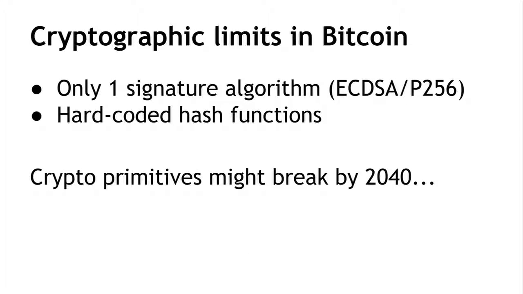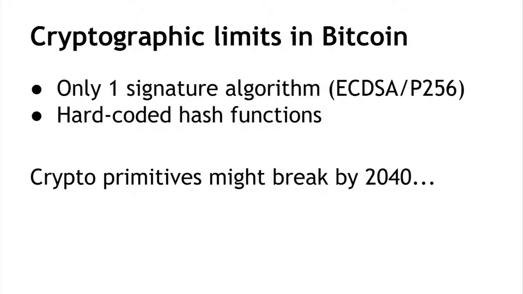Another limitation that people are worried about in the long term is that the cryptography in Bitcoin is fixed. There's only a couple of hash algorithms, and there's only one signature algorithm, which is elliptic curve DSA, over a specific elliptic curve called SEC-P256. There's some concern that over the lifetime of Bitcoin, which people would like to be a long time, this algorithm might be broken. Cryptographers might come up with a clever new attack that we haven't foreseen, which makes this an insecure algorithm.